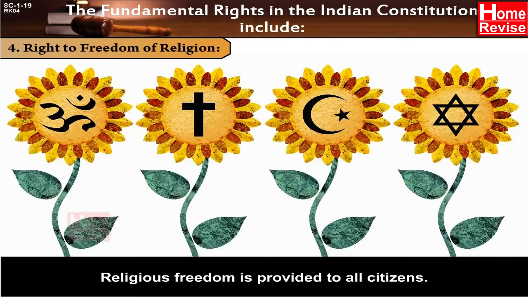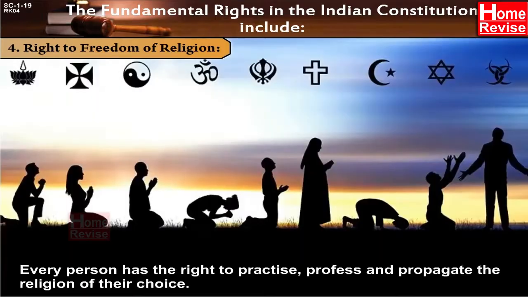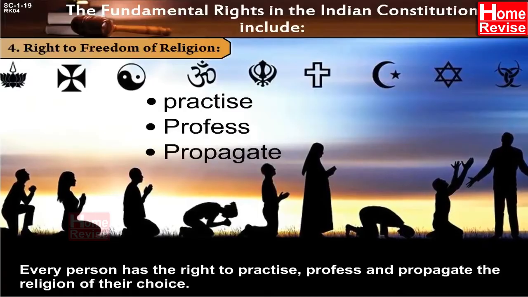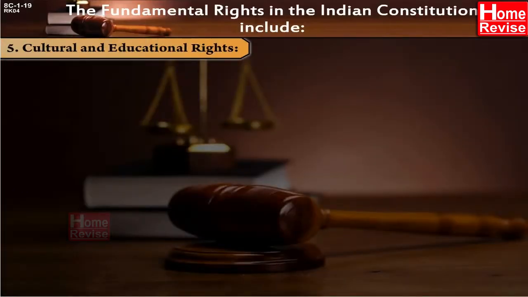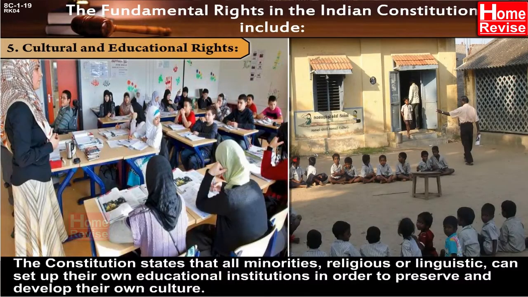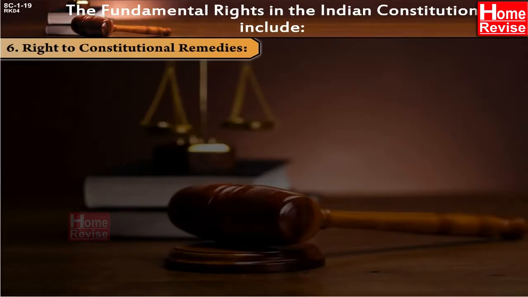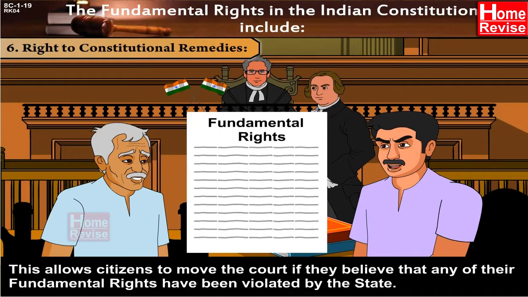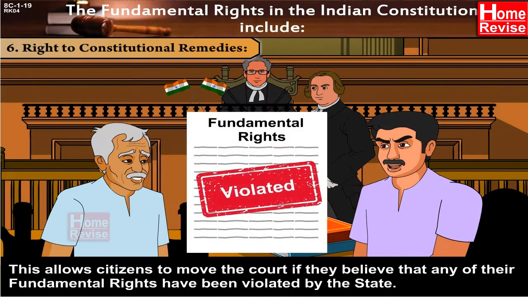4. Right to freedom of religion. Religious freedom is provided to all citizens. Every person has the right to practice, profess, and propagate the religion of their choice. 5. Cultural and educational rights. The Constitution states that all minorities, religious or linguistic, can set up their own educational institutions in order to preserve and develop their own culture. 6. Right to constitutional remedies. This allows citizens to move the court if they believe that any of their fundamental rights have been violated by the state.